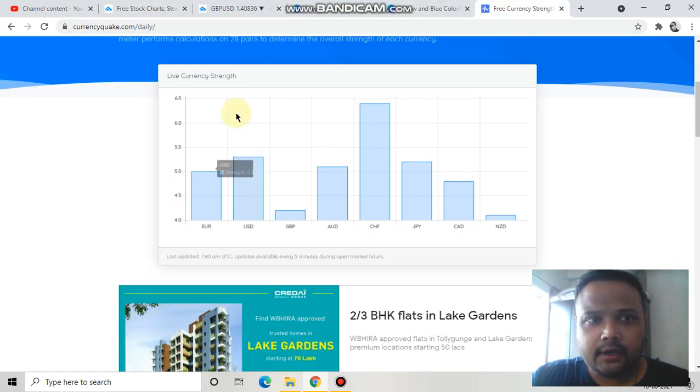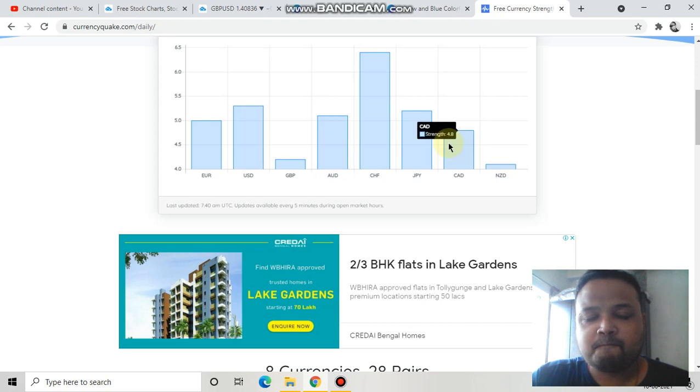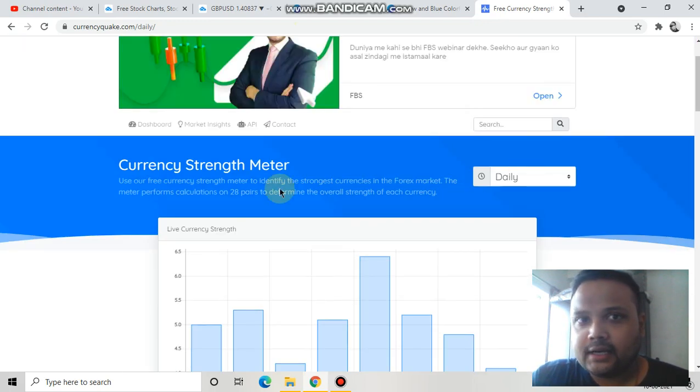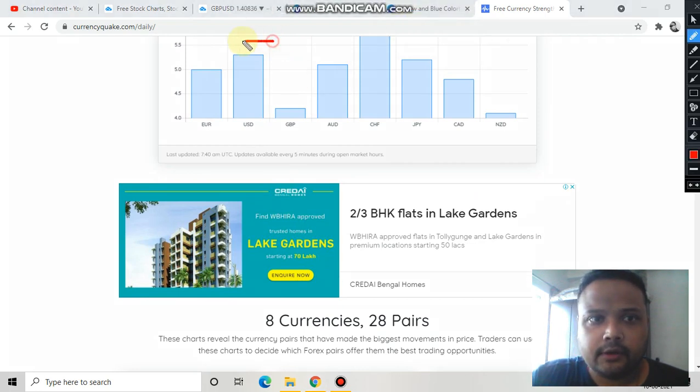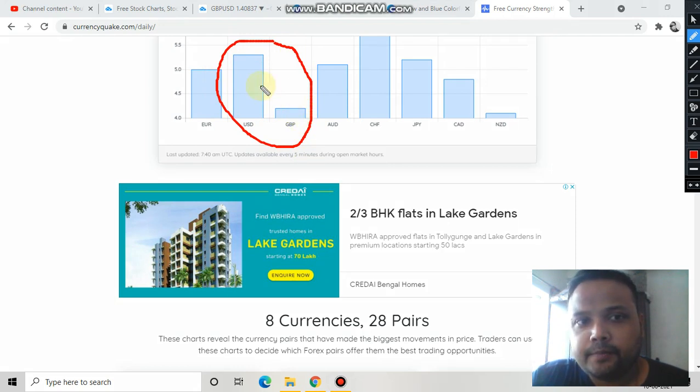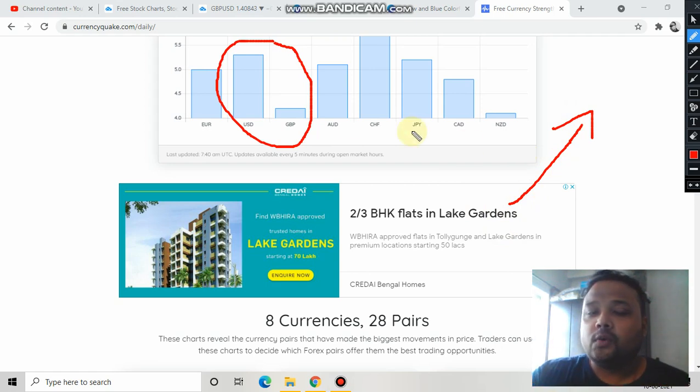Before that, let's look at the currency strength meter. This is the daily currency strength meter, and just look at GBP and USD. You can see that GBP is much weaker in comparison to USD, which means that USD is stronger. If GBP had been stronger and USD weaker, then the market would have been in an uptrend. But right now the scenario has changed. USD is strong, GBP is weak. Therefore, we are getting a downtrend market.